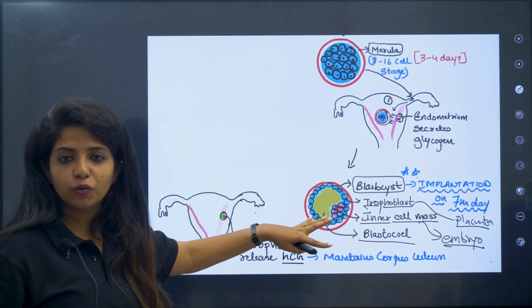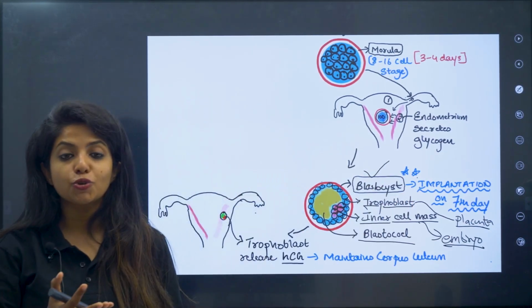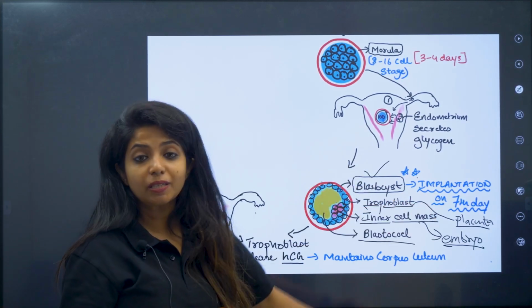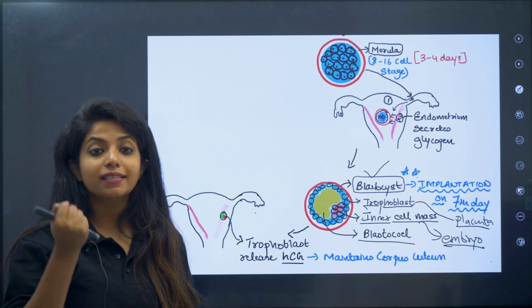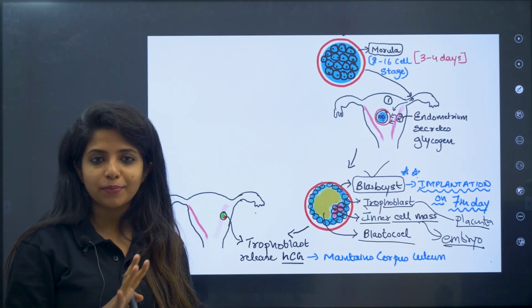This stage that you see over here, where there is a blastocele in between, there is inner cell mass, there is trophoblast and everything. What do you call this stage? You call this stage the blastocyst stage. So at the blastocyst stage, the implantation takes place, and when does it happen? On the 7th day, implantation happens.